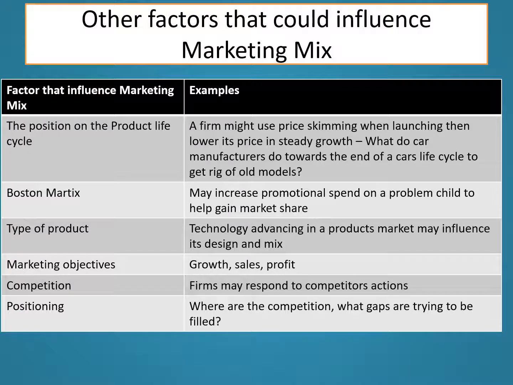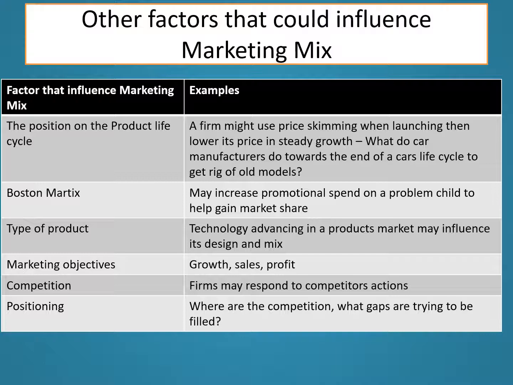So a few of the other things that can actually influence it. So position on the product life cycle. For example, you might use price skimming when launching and then lowering your price at a steady growth. What do car manufacturers do towards the end of a car's life cycle to get rid of old models? Well, they might upgrade them. They might just reduce the price down a little bit, and still add in those extras just to get rid of those old models.